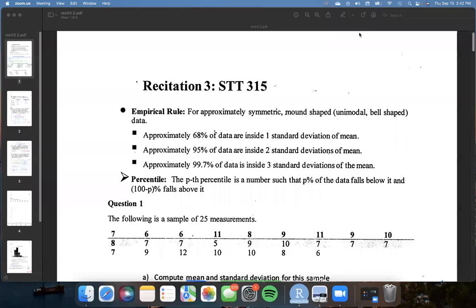Hello, everyone. Welcome to Stat 315, Recitation 3. Today we're going to be going over the empirical rule and percentiles.